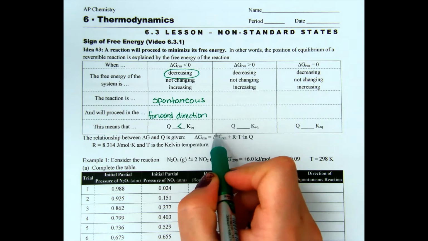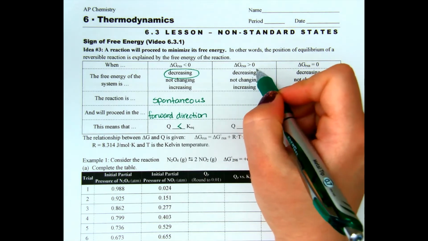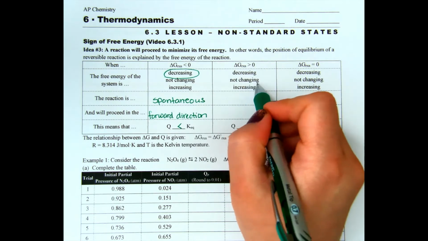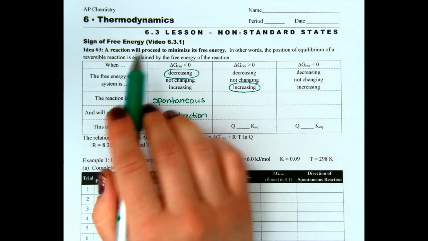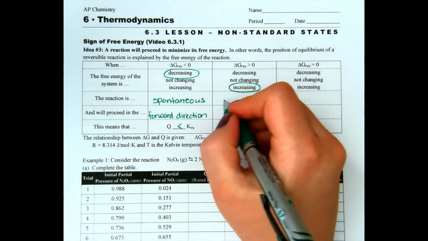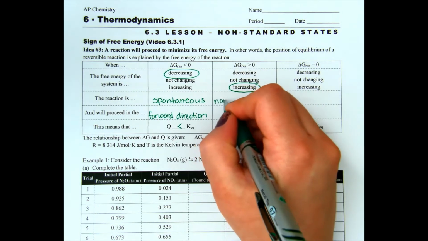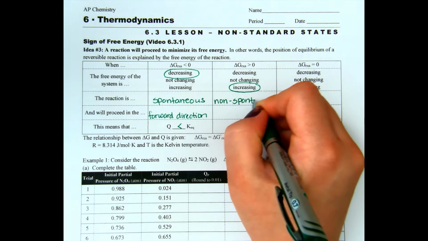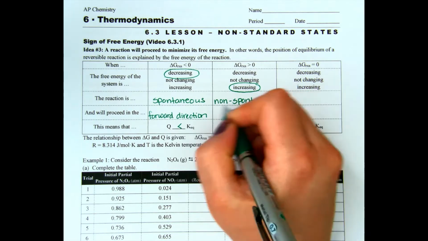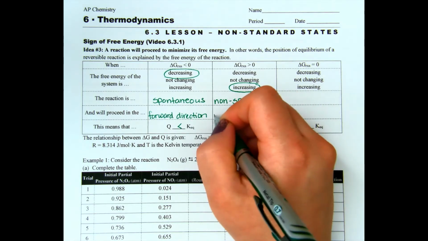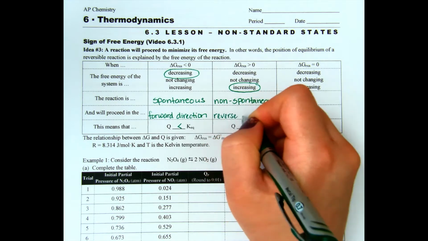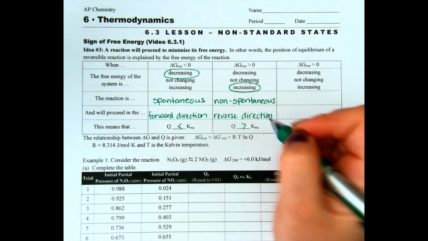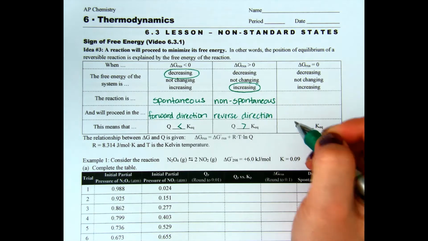direction. Now, if we switch gears and look at the opposite situation, where delta G reaction is greater than 0 or positive, that means that the free energy of the system is increasing, right? And remember, we want to minimize the free energy. So now the reaction is non-spontaneous. It doesn't want to do that. It doesn't want to have more energy. It doesn't want to go to a higher energy state. And it will proceed, but in the reverse direction. And Q will be greater than KEQ, again describing the direction of movement.